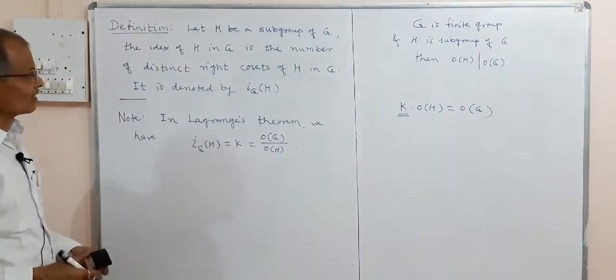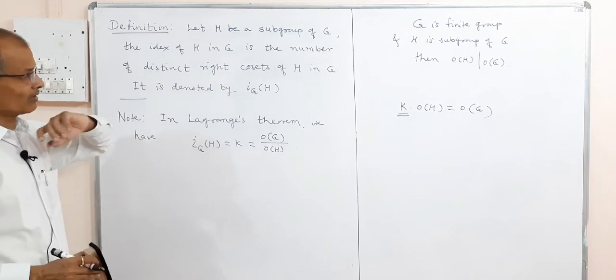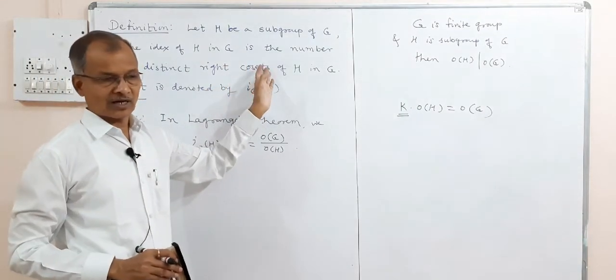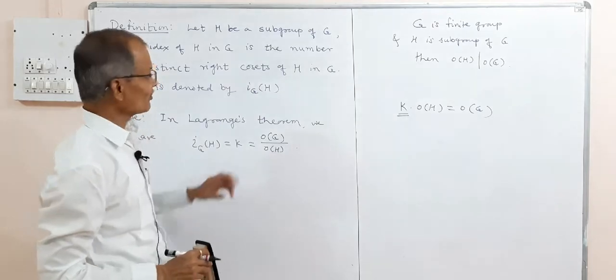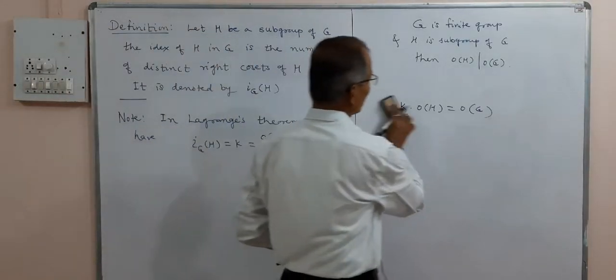So this is the meaning of index: the number of distinct right cosets. It is simple. We have studied right cosets, how to form right cosets, and which are the distinct right cosets. That number is the index of the subgroup. Now we shall define the order of an element.